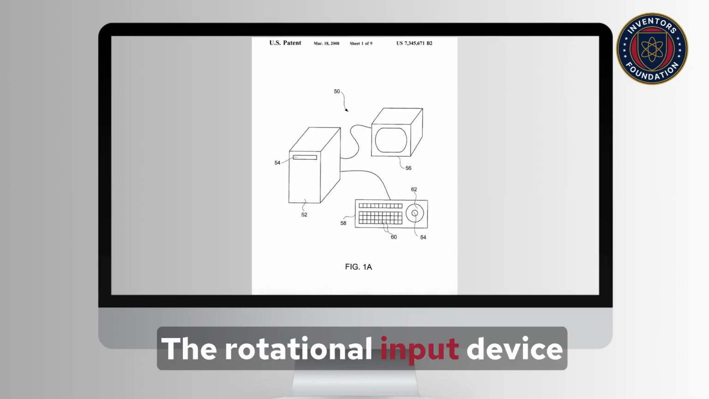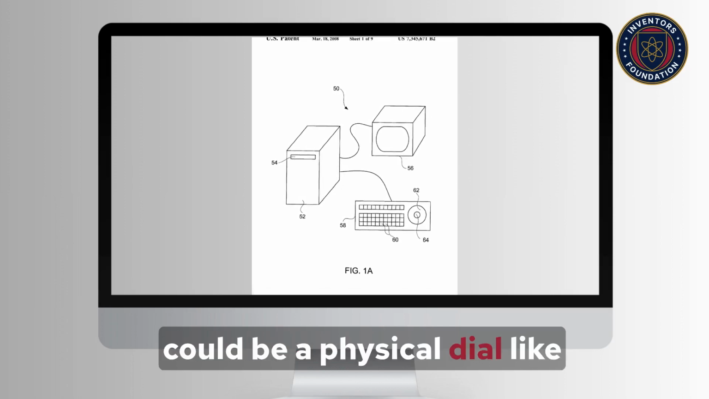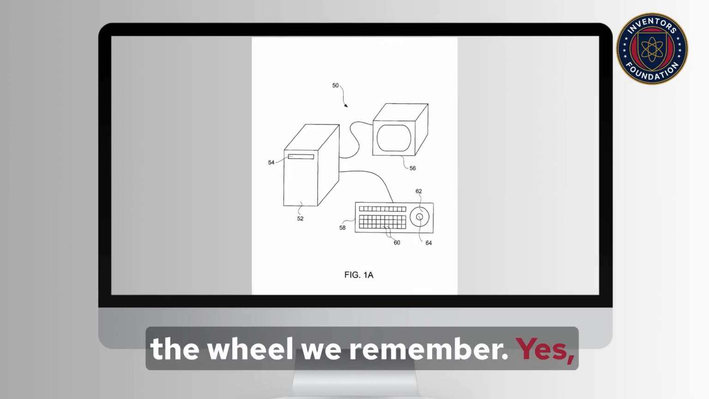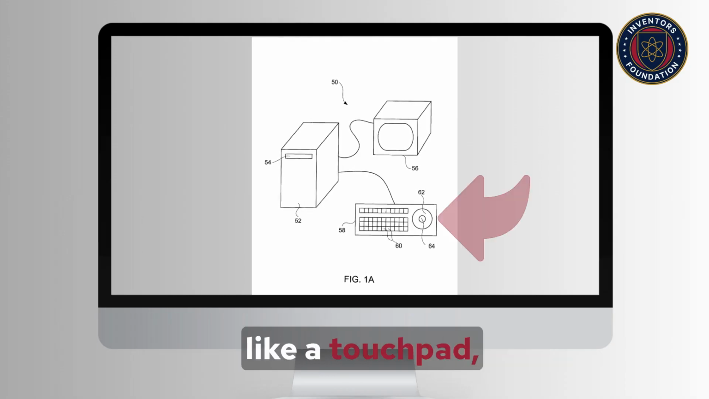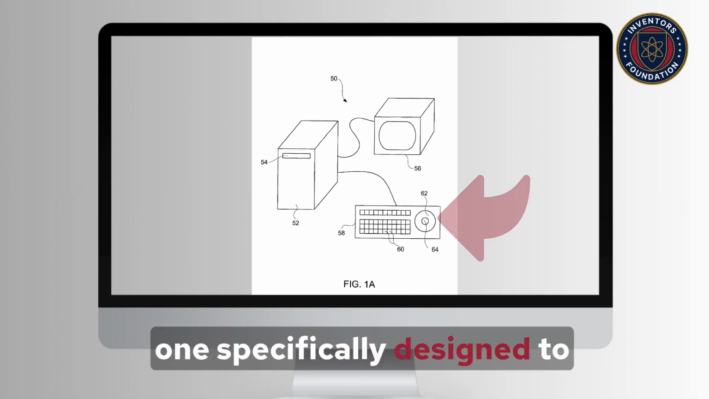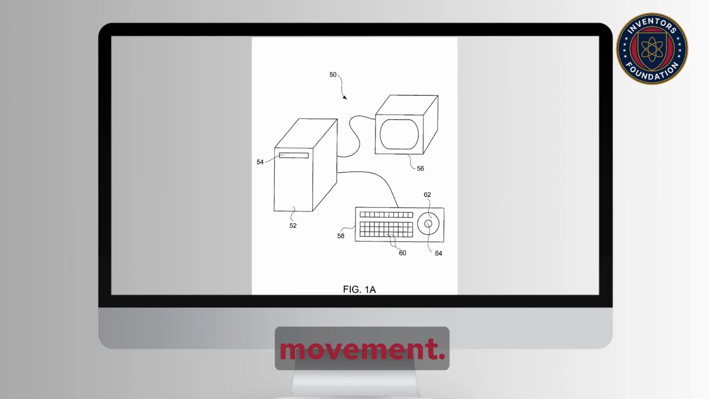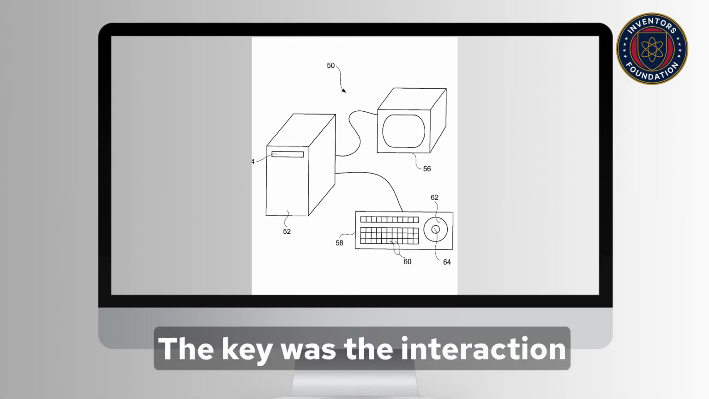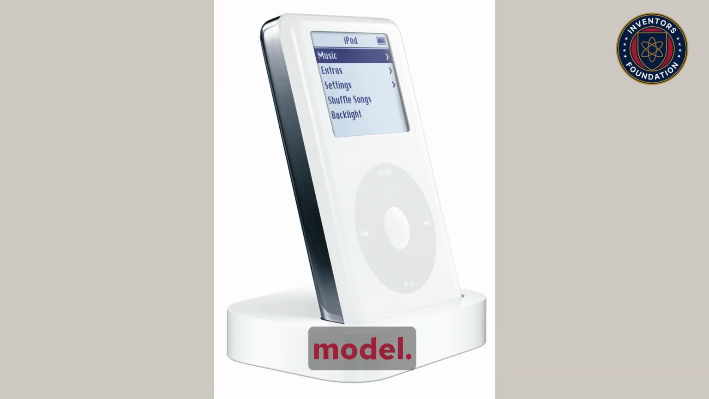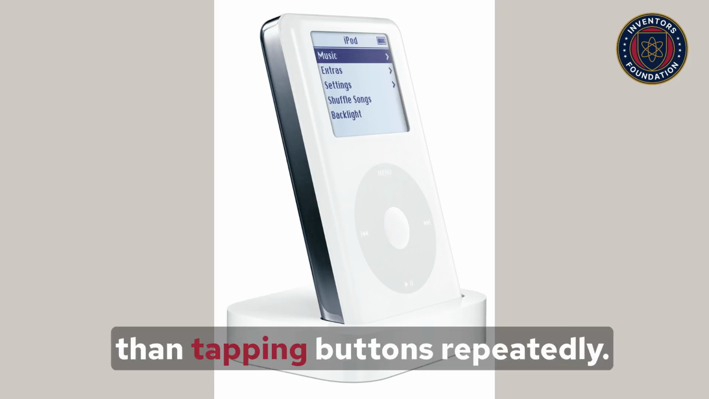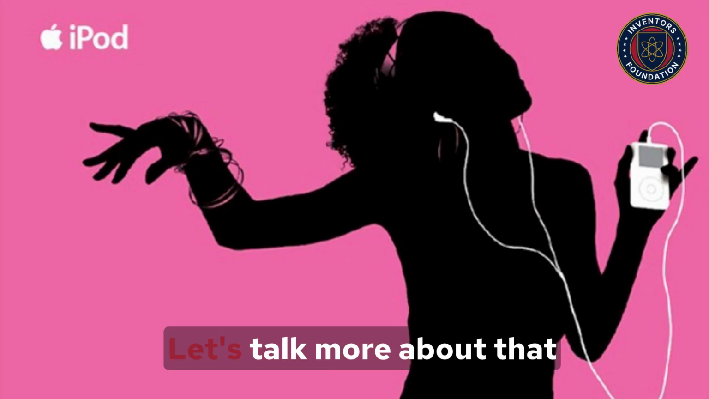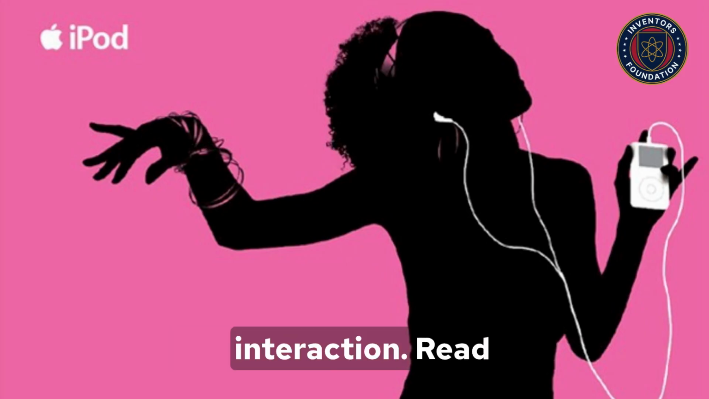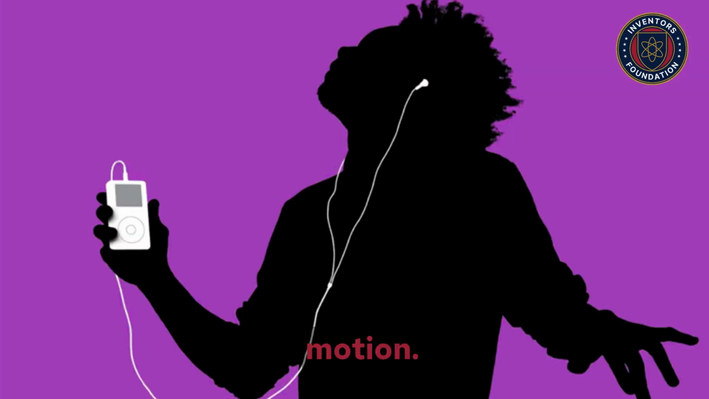The rotational input device could be a physical dial, like the wheel we remember, yes. But it also covered things like a touchpad, one specifically designed to sense that circular rotational movement. So the invention disclosure was broad. Very. The key was the interaction model. It felt so much more natural than tapping buttons repeatedly. Let's talk more about that interaction. Read something about continuous motion.